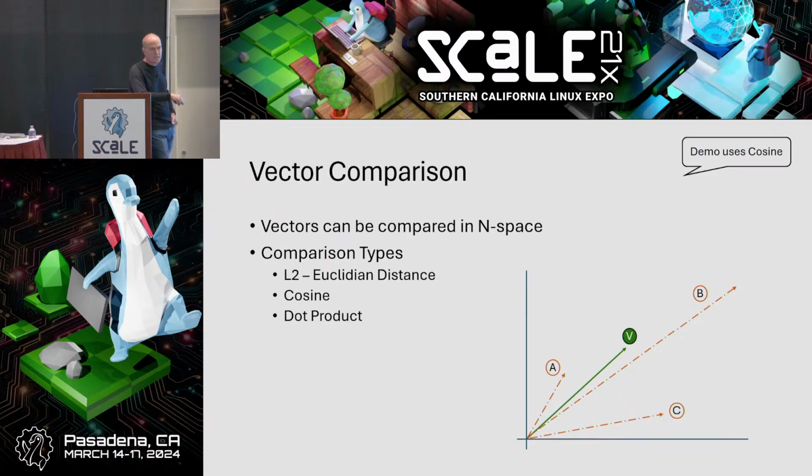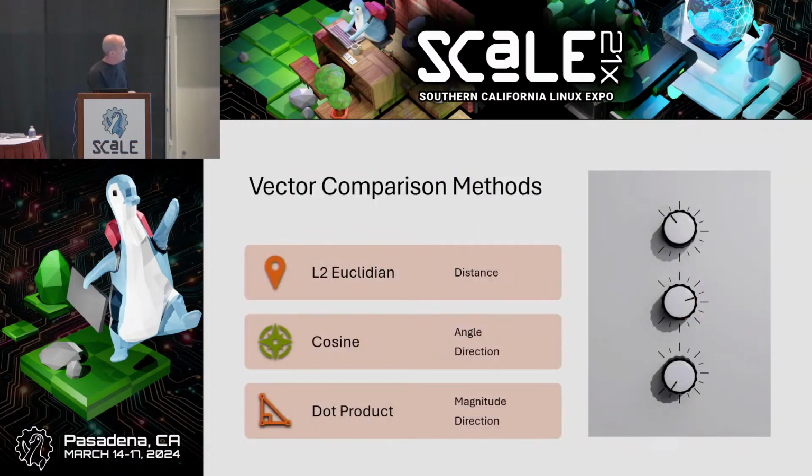Then there's the cosine similarity. Cosine similarity measures angle only. Doesn't care about how long the thing is or where it's projected in space. It only measures the theta between this vector v and this vector b. So as we said, b is probably closer cosine-wise. And then there's dot product. I have another slide that tells us how to think about it. Euclidean is just strict distance. Cosine is the angle and the direction. And dot product takes into account the direction and the magnitude. So it kind of doesn't look at the angle so much, but looks at the direction and the magnitude.